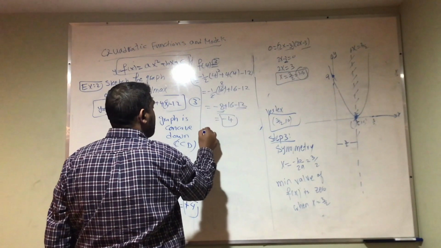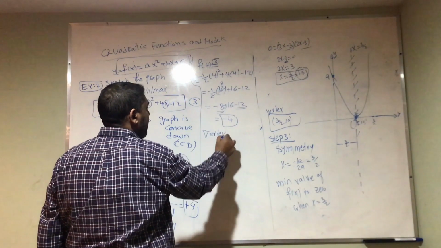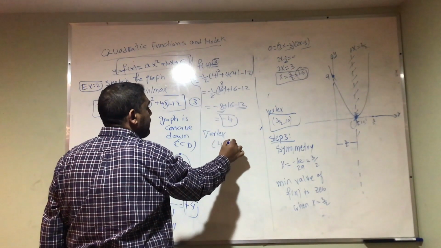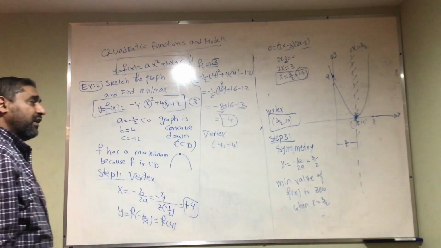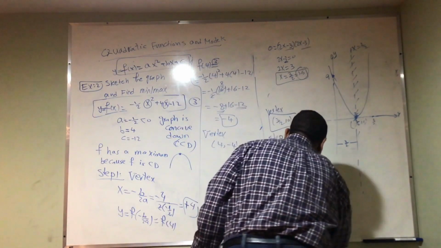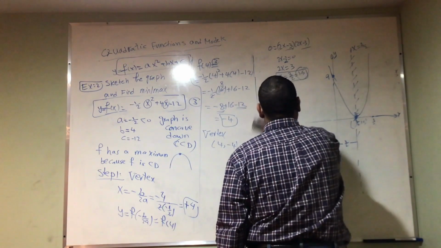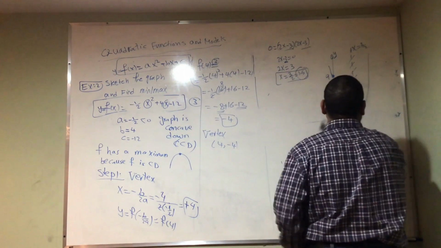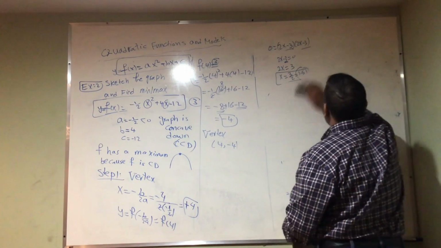So what is my vertex here, guys? My vertex here is your x is 4 and your y is minus 4. So you have here 4 and minus 4, right? So I need to figure out your intercept, and then I need to sketch the graph. You follow, guys?